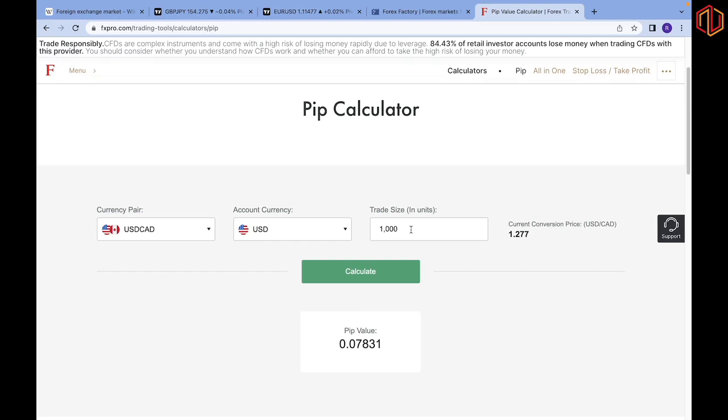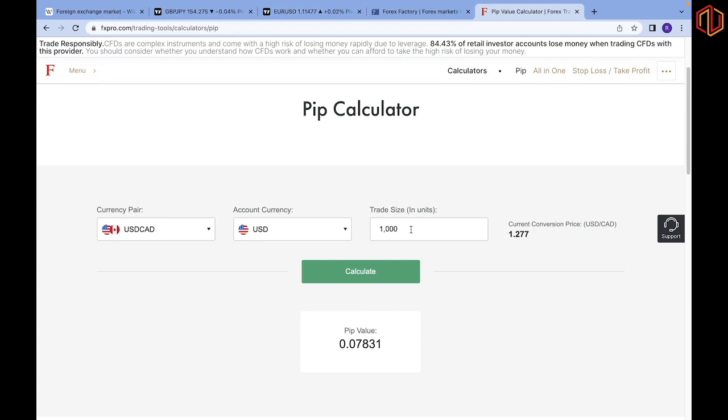Okay, a standard lot is one lot equal to $100,000, but you can trade with micro or mini as well. That's the benefit, and you have a huge leverage ranging from 1:50 to about 1:500, which means that is the margin that is blocked.